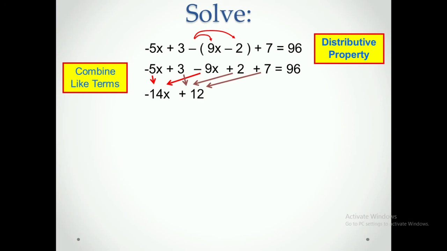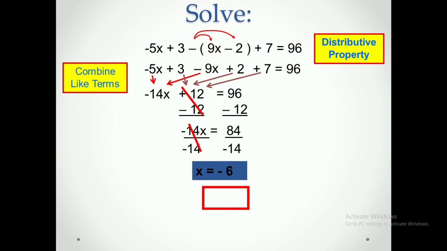So now we have -14x plus 12 equals 96. The next step is to subtract 12 from both sides, leaving us with -14x equals 84. Then we divide both sides by -14. Dividing a positive by a negative will give us a negative answer, and x is -6. So even though the steps are a little bit lengthy, they're pretty much straightforward. We use the distributive property, then we combine like terms, and then we solve for x or whatever the variable is.